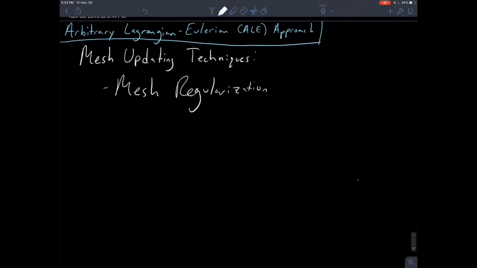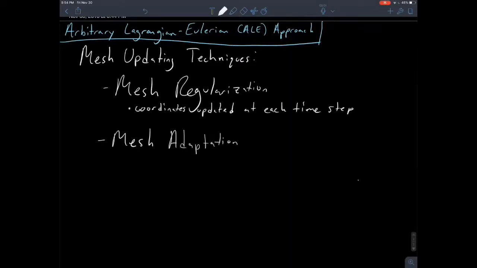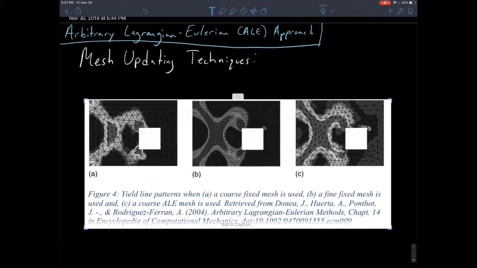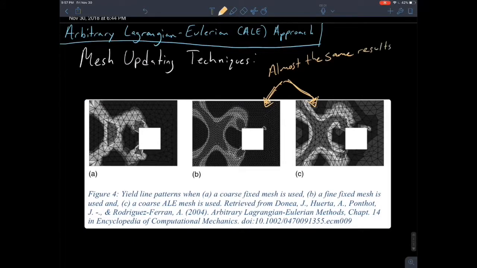So mesh updating techniques are used heavily in the ALE approach. These can include mesh regularization and mesh adaptation. These are slightly different in their approaches, but they serve the same function. This is a picture that depicts the advantages to using the ALE method.